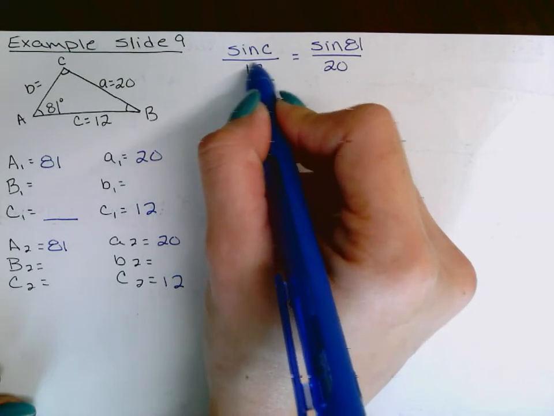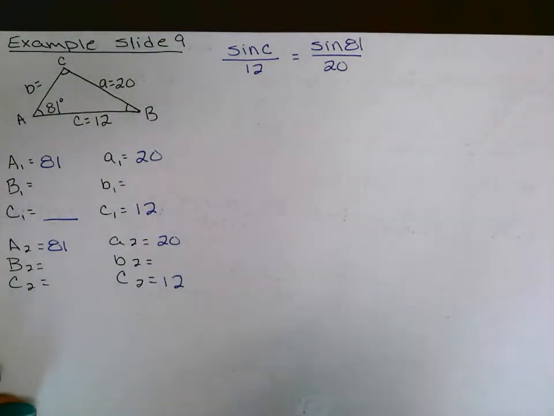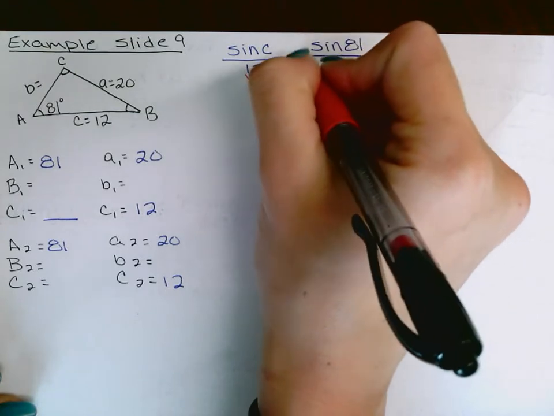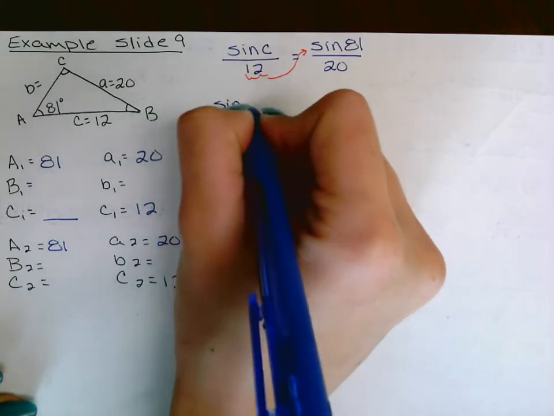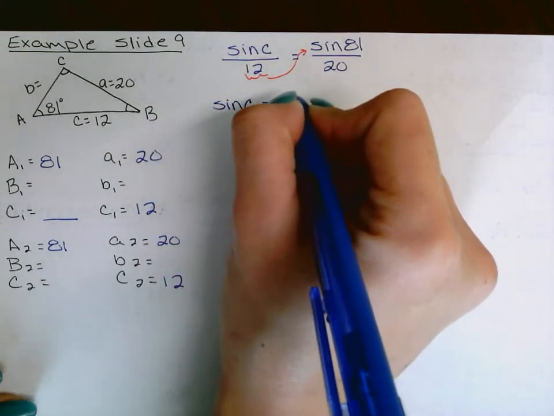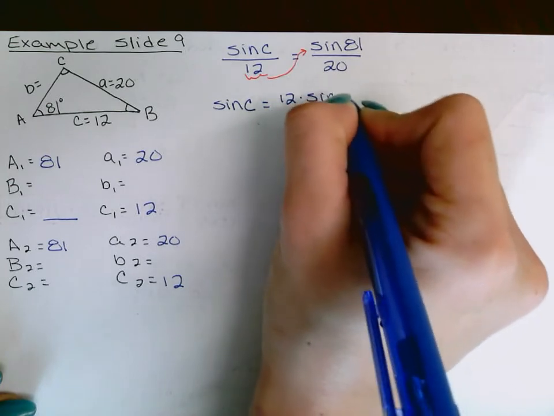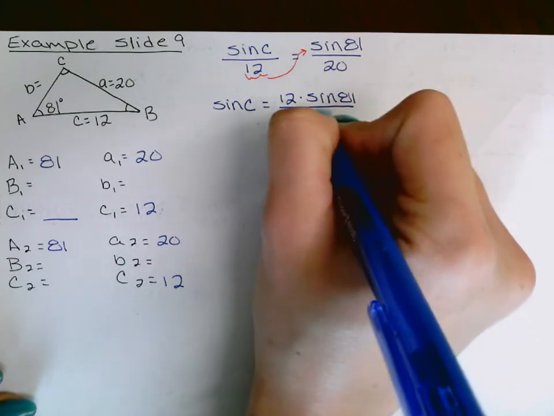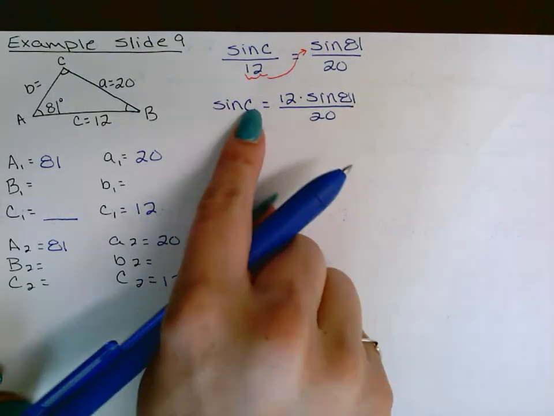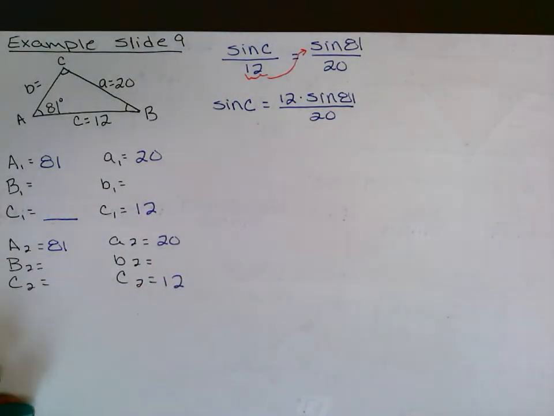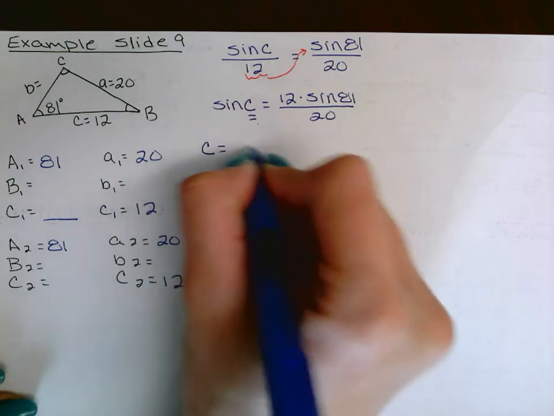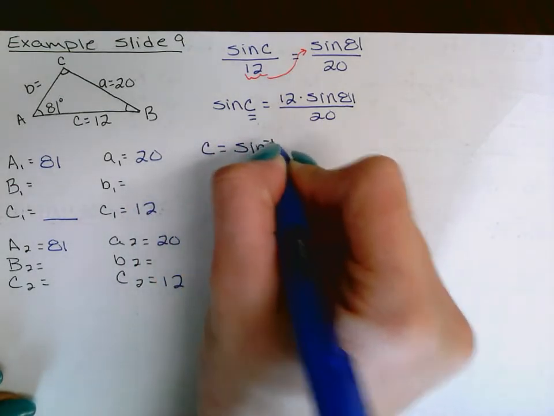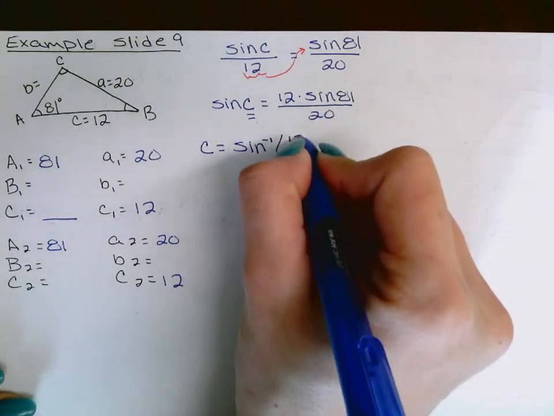Now, I'm going to multiply this 12 over. And now I have sine of C equals 12 times sine of 81 over 20. What do I have to do to get that C by itself? Who remembers when we worked with SOH CAH TOA? You guys remember the inverse button? Yeah, so I need to do inverse sine. So I'm going to put sine with a little negative 1 of this entire fraction.